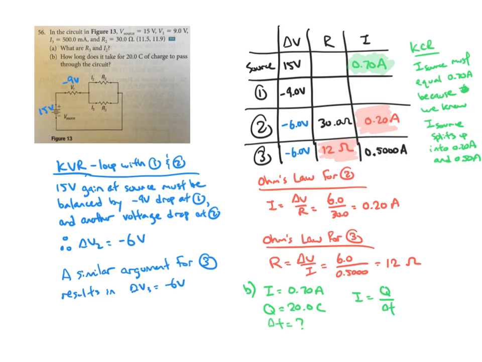Okay, so that's the formula for part B, and I can rearrange that for time, because it asks us for time. So that'll be Q over I. So that'll be 20 coulombs over 0.7 amps. So 20 over 0.7 is 29 seconds. So that's how you answer a question like part B.